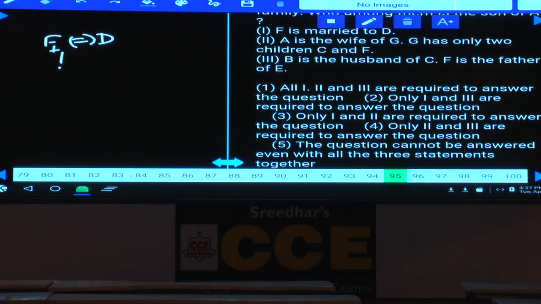F is the father of E and B is the husband of C. Now if you take 1 and 3, there is no information about A at all. Hence 1 and 3 is not at all sufficient. Are you following this one or not? Then coming to choice 3.